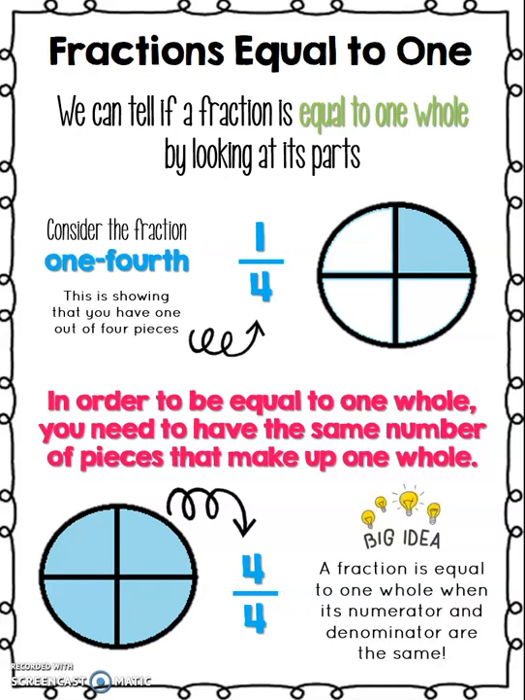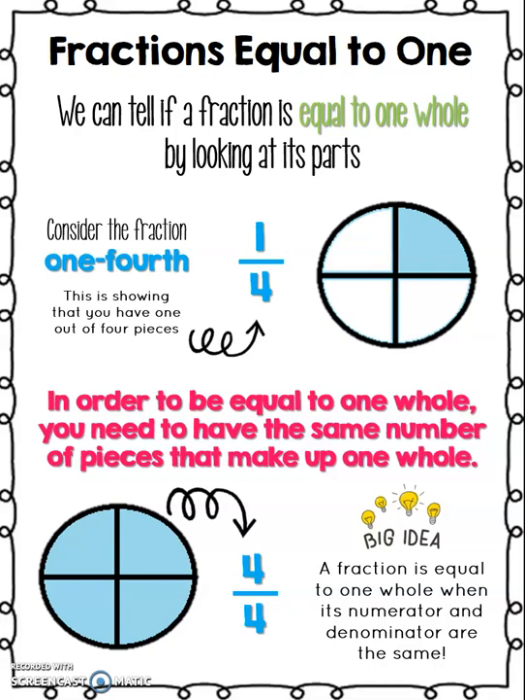The big idea here is that any time that you see the numerator and the denominator exactly the same, you have a fraction that's equal to 1 whole. That 1 whole is just kind of hiding, it's in disguise. So be on the lookout for fractions where the numerator and the denominator are exactly the same, because that means they're equal to 1 whole.